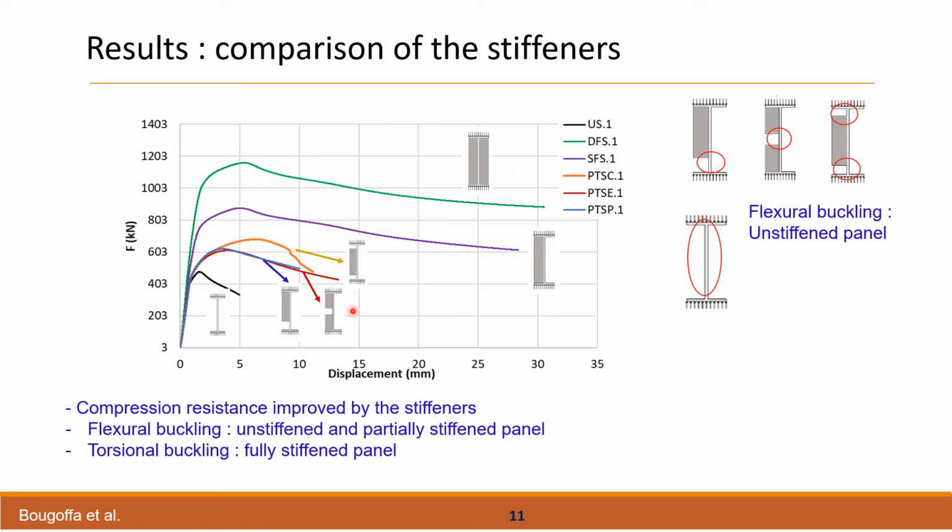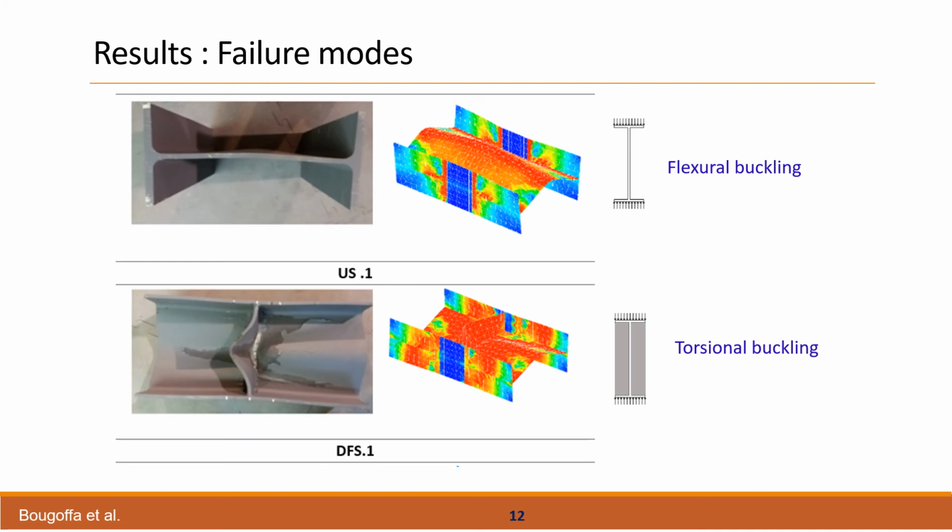The partially stiffened panels show intermediate resistance. The resistance seems to be controlled by the free part of the panel, which is not stiffened, represented here with a red circle. Here we can see an illustration of the flexural buckling in this part and torsional buckling of this panel. We can see that the finite element model represents well the failure mode.